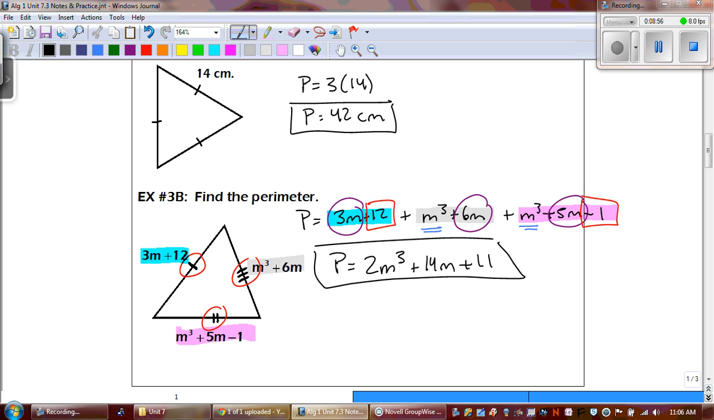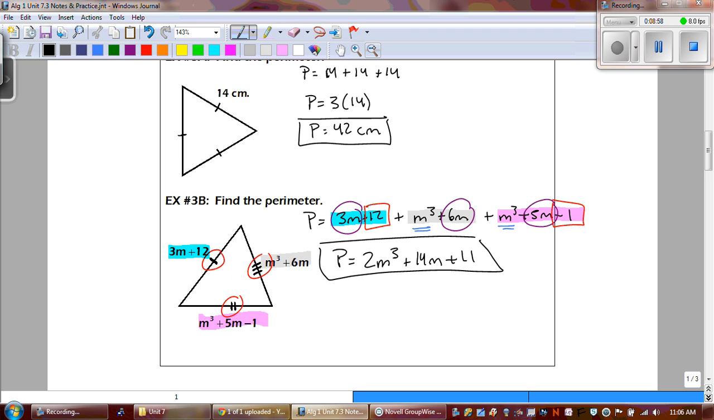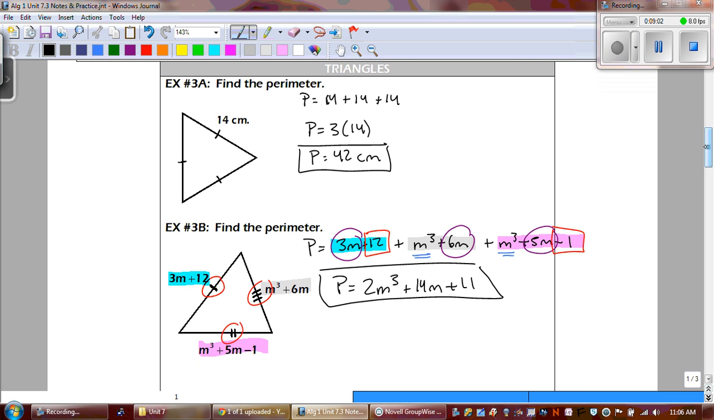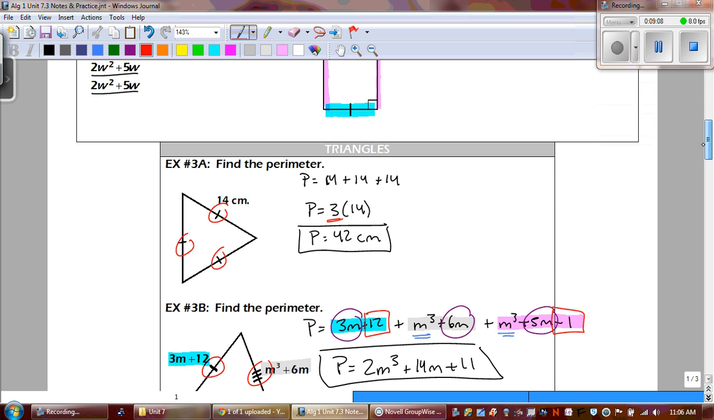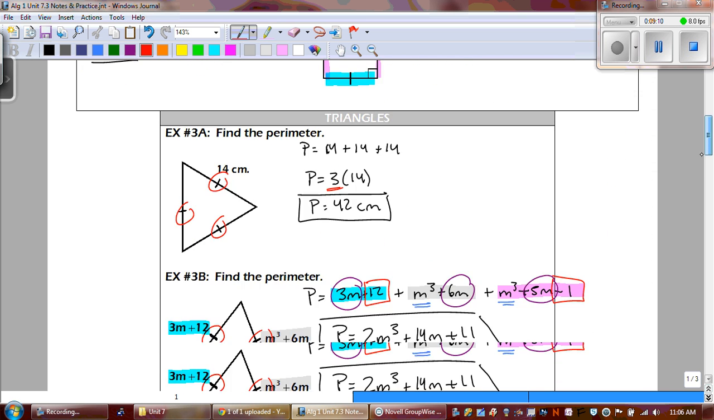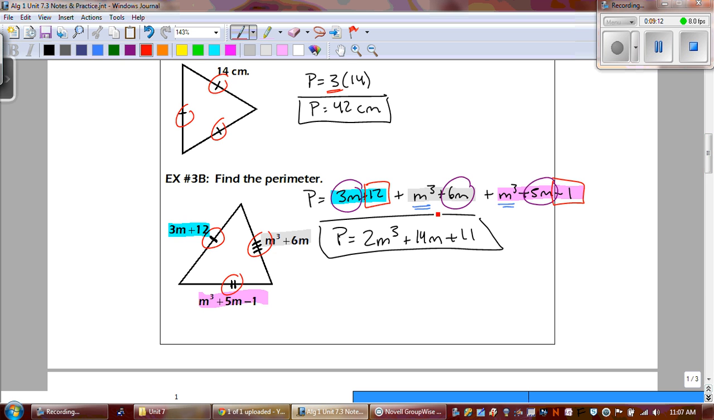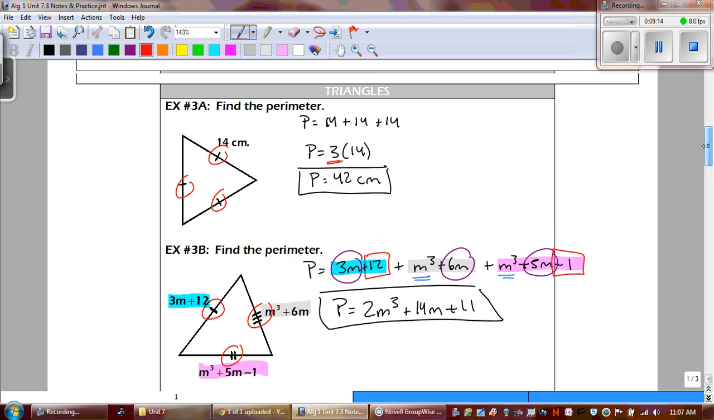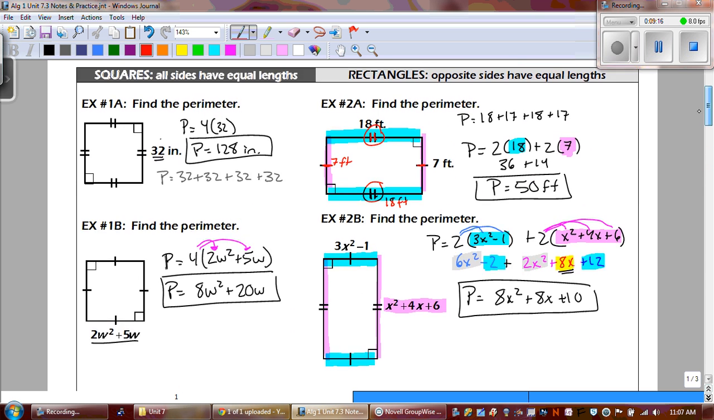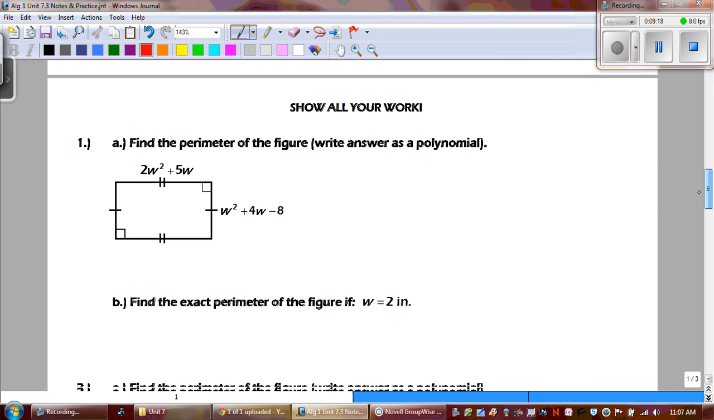Okay? So the key thing here is we have to know our shapes and know that if the sides are the same, we can use multiplication. But if the sides are different for this one, we had to add them all up. So pay attention to the shapes to see if we can use shortcuts or not.